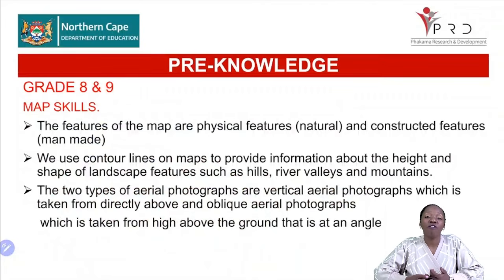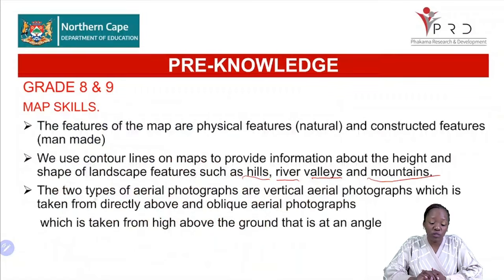And then also you have learned in grade 9 that we use contour lines in the map to provide information. What information? We're talking about the height as well as the shape of the land. Remember, you can use your contour lines to identify the type of slope. And also, we're looking at not just the shape of the land, but we're looking at the features such as your hill, your rivers, your valley, as well as your mountain. And also, we have learned that we've got the two types of aerial photographs.